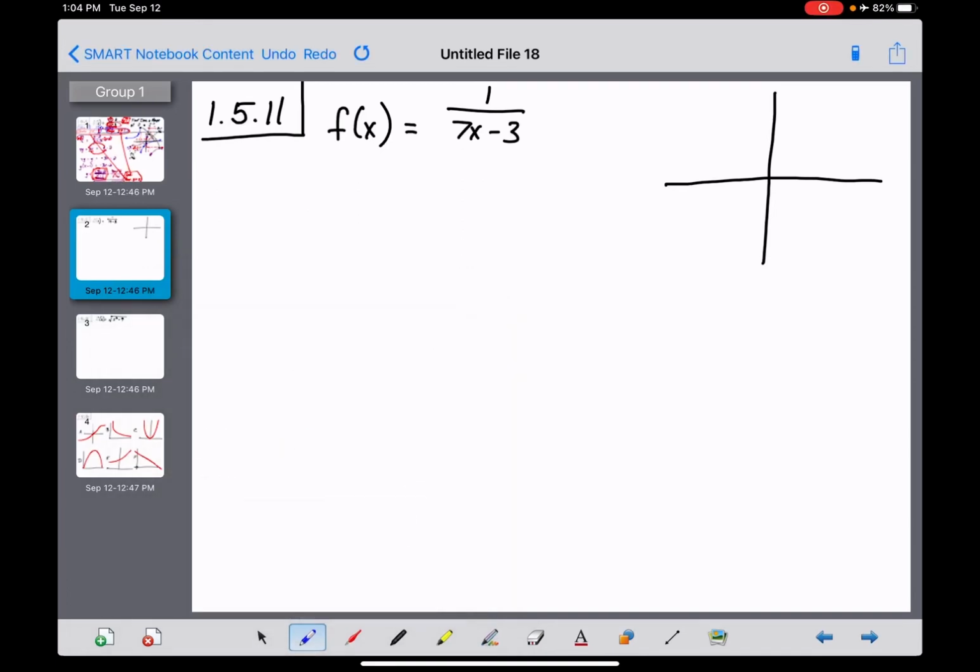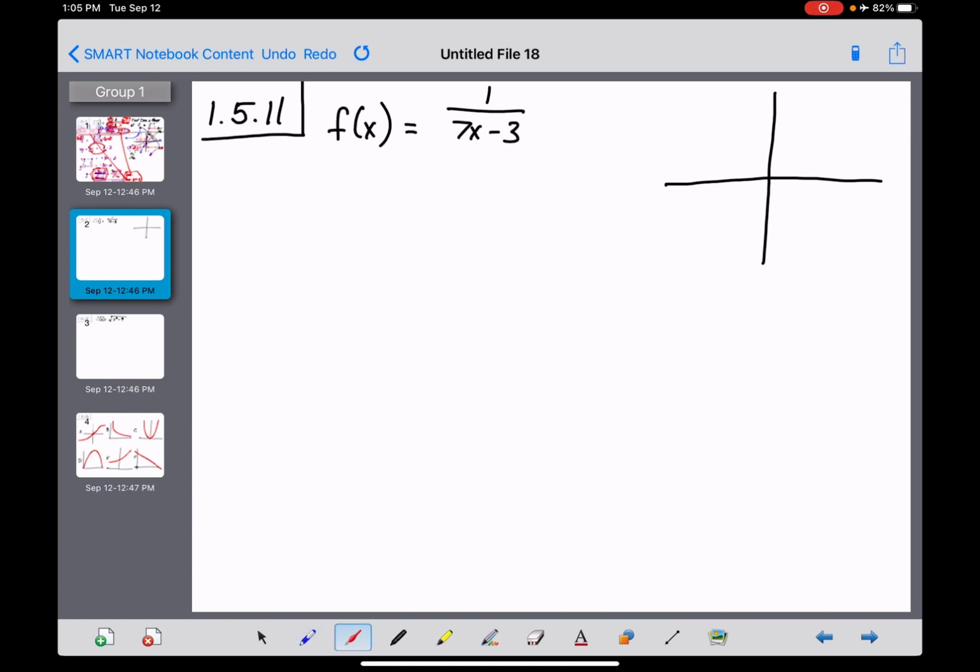All right, guys, let's take a look at number 11 here in 1.5. They've given us a rational function right here. f of x is equal to 1 over 7x minus 3, and the directions are a little wordy. First, they want us to find a domain on which f is 1 to 1. So I think I'm going to graph this thing here real quick.